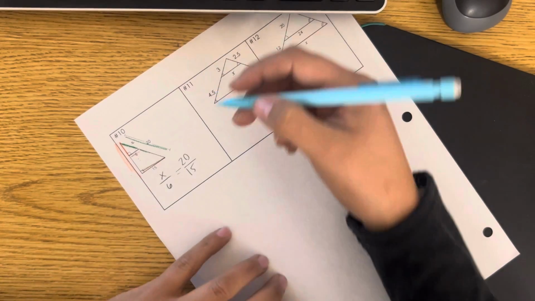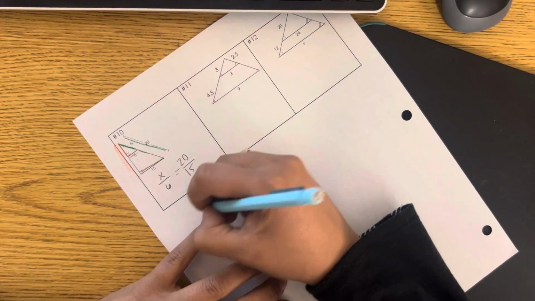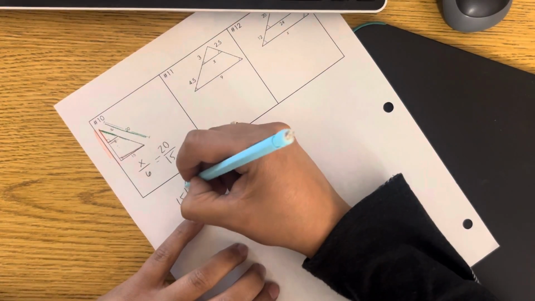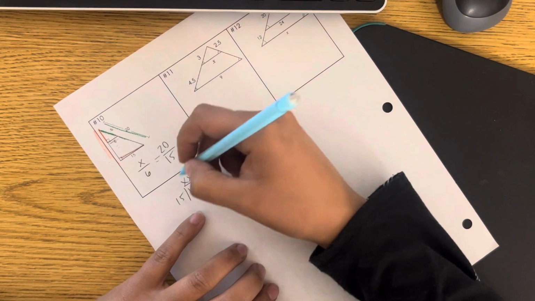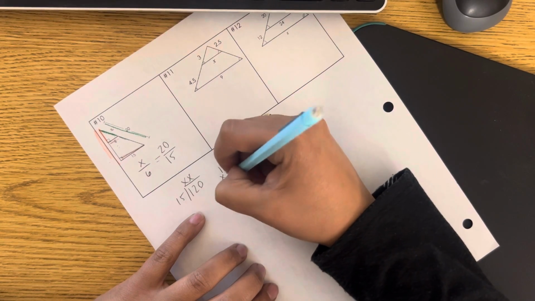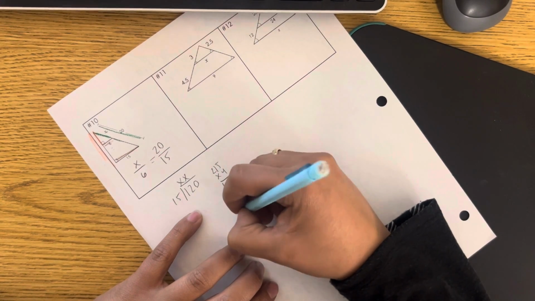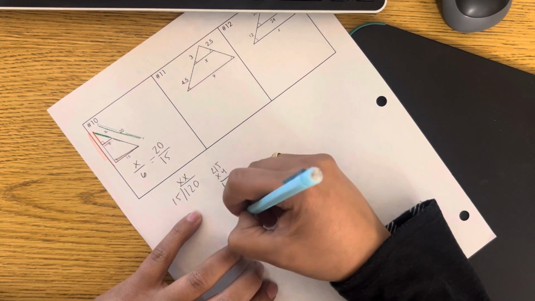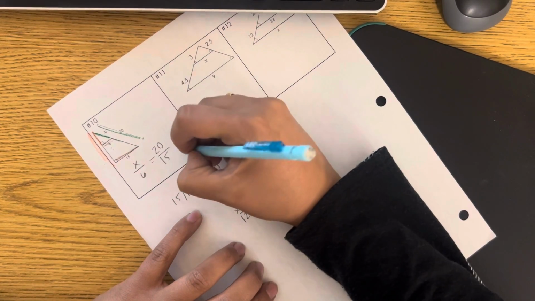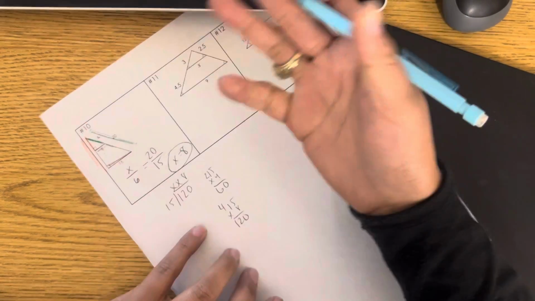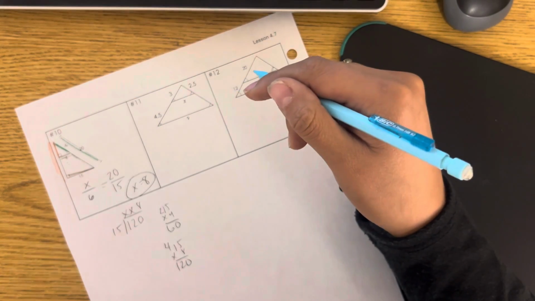20 times 6 is 120. I'm going to divide by 15. 15 does not go into 1. And it does not go into 12. 15 goes into 120, I believe, 4 times. Nope. 8 times. It goes into 120 8 times, so x equals 8. Not too messy, right? But this is where number 11 gets tricky.